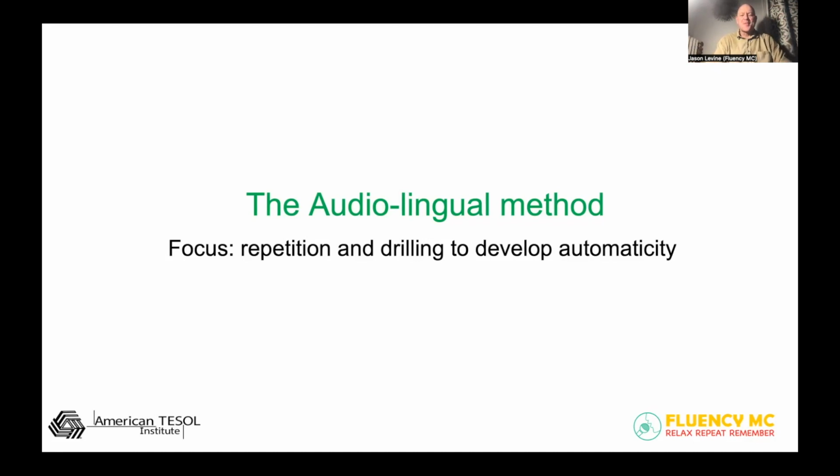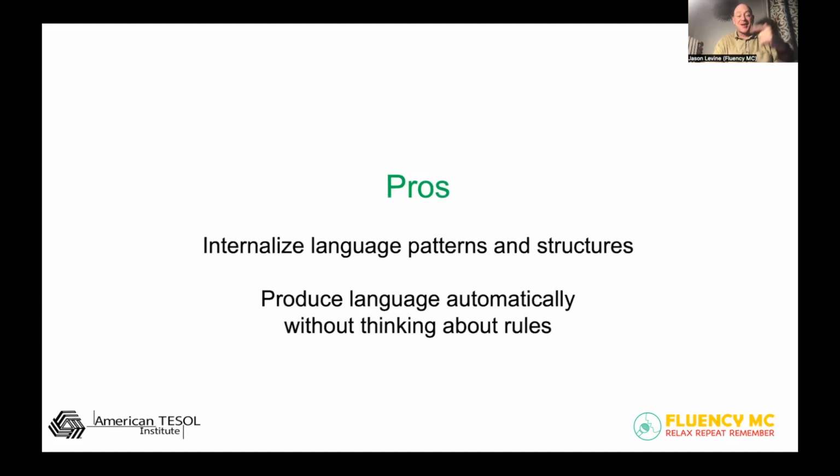Repetition, drilling sound bad, but automaticity sounds good. Internalize language patterns and structures. This is every student's dream. The question is, how do we get there? Do we get there with a method like audiolingual, or is there another way to do it? Everybody wants this, no? That you internalize.